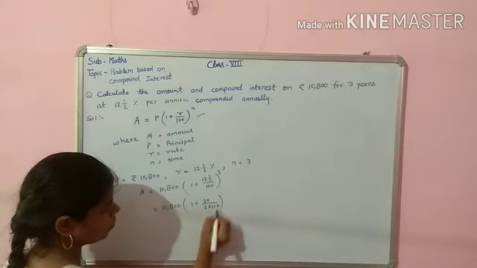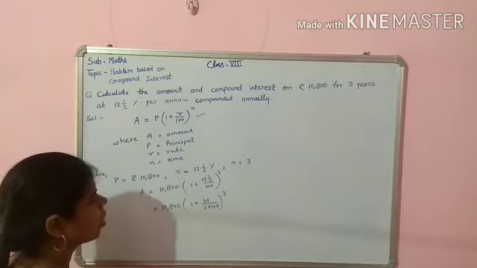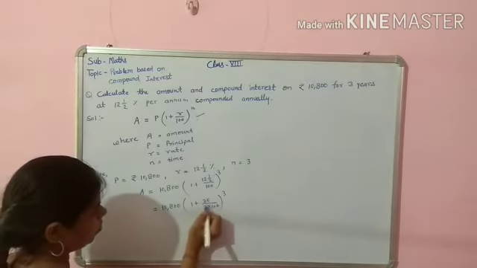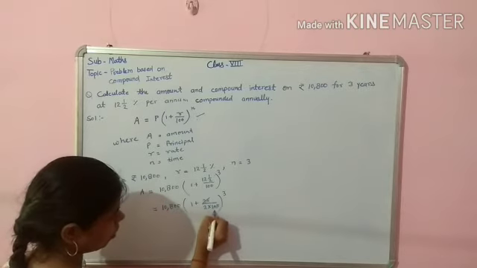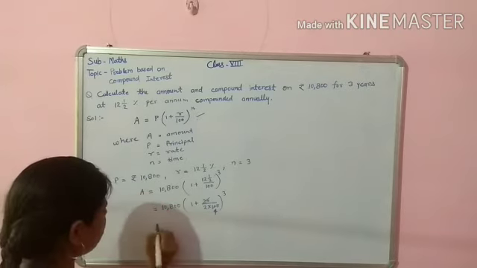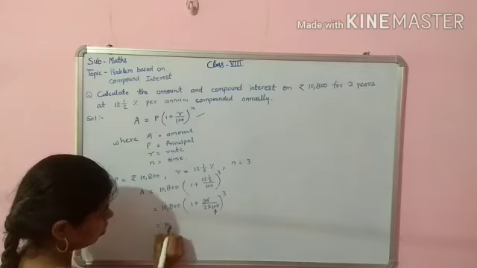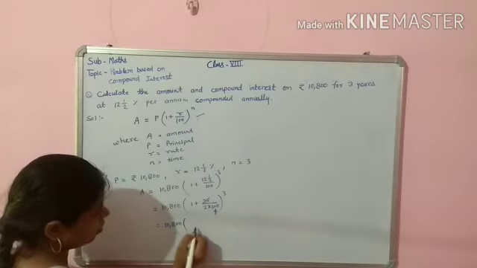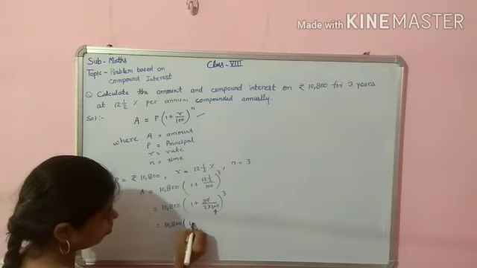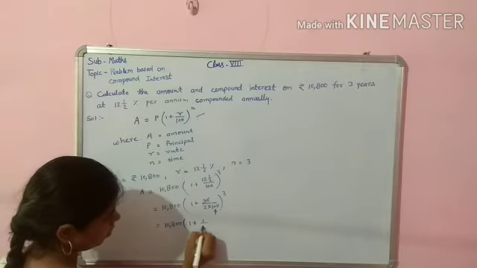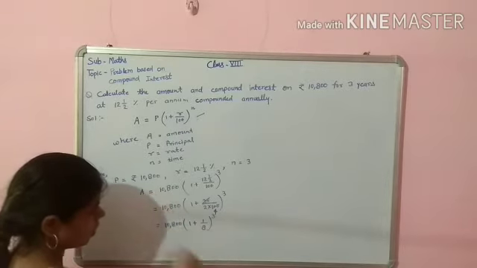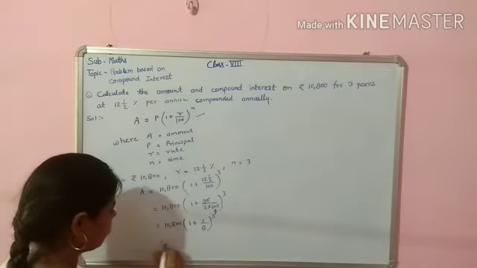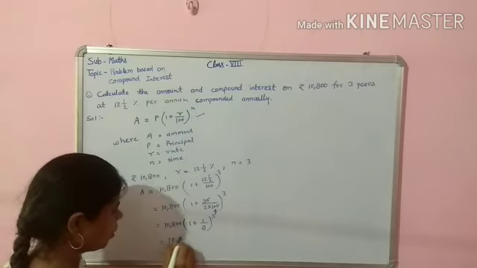Okay, 25 4s are 100. This is equals to 10,800 in the bracket 1 plus 1 by 8. Next we simplify it again.